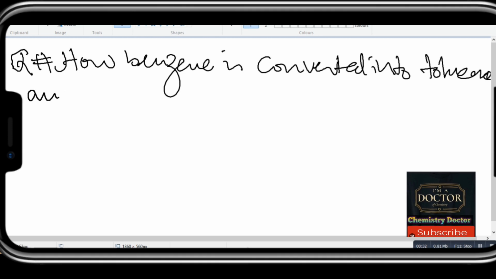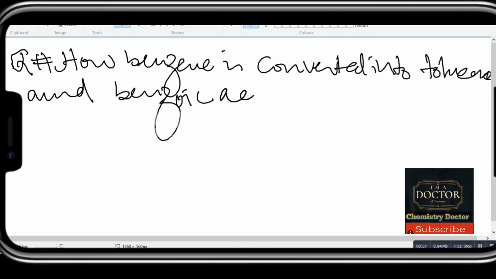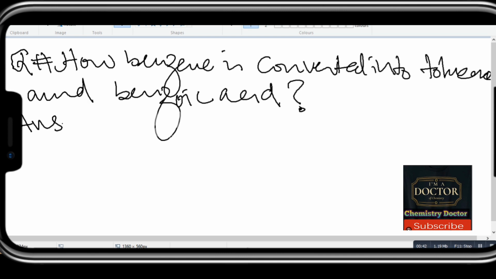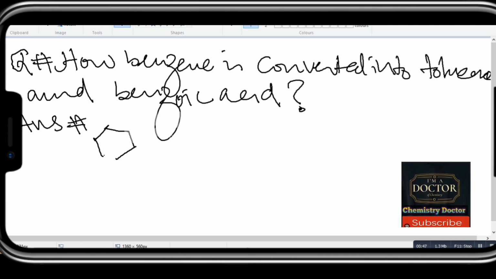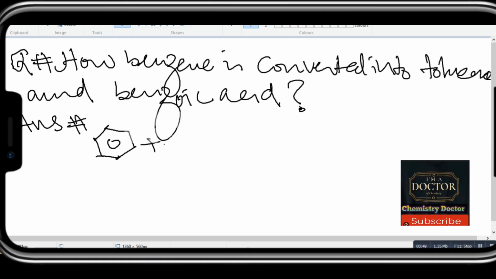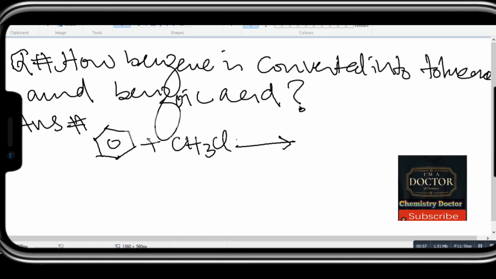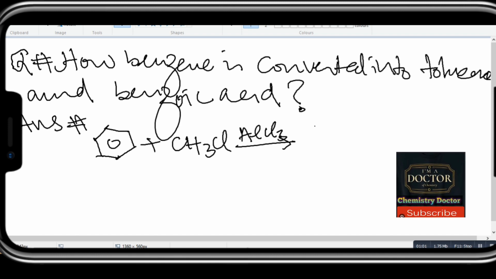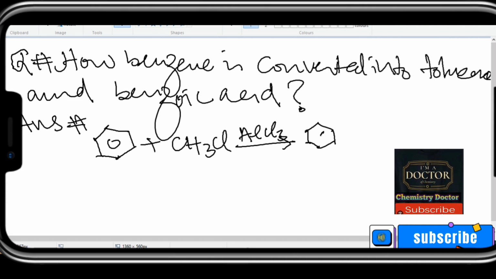In the first step, benzene is converted into toluene by Friedel-Crafts alkylation in the presence of a Lewis acid. Here you can see benzene is treated with methyl chloride in the presence of the Lewis acid AlCl₃, which is called Friedel-Crafts alkylation, and benzene is converted into toluene.